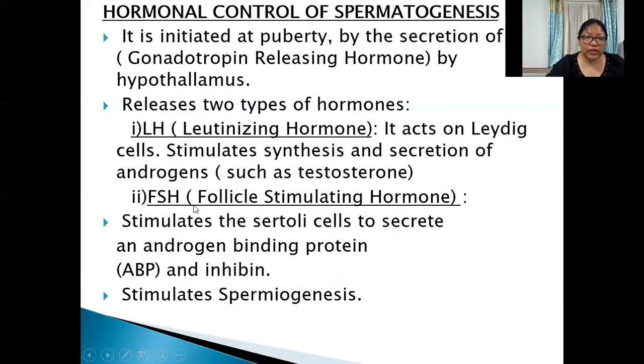Next is the follicle stimulating hormone. Its function is to stimulate the Sertoli cells to secrete an androgen binding protein and inhibin. And it also stimulates spermiogenesis. That means it helps in the formation of sperm, or the conversion of spermatids to sperm. This is known as spermiogenesis.